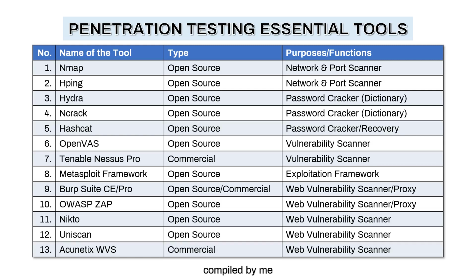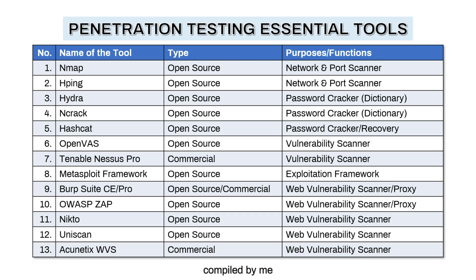And we also have the Metasploit for the open source exploitation framework, and we have several web vulnerability scanners and even proxy, so they can be used as vulnerability scanners as well as proxies. Then we have Nikto, Burp Suite, very famous Burp Suite Pro, OWASP ZAP, Zed Attack Proxy, Uniscan, and Acunetix. All of these are a combination of open source and commercial tools. Of course, if you're doing legitimate penetration testing, you have to have these tools.